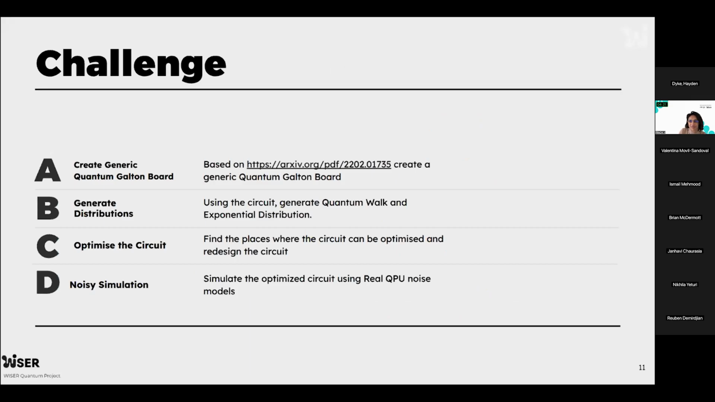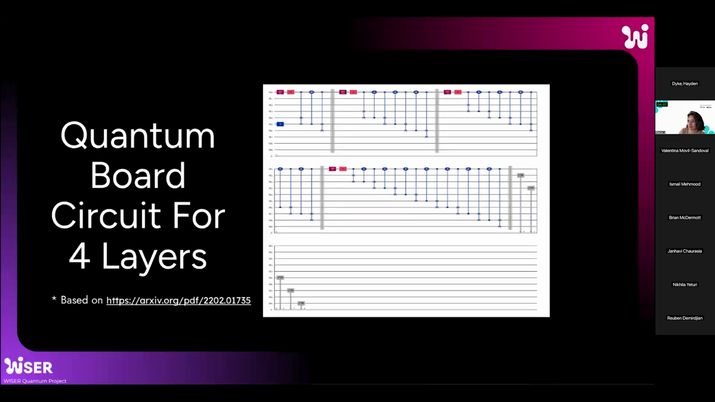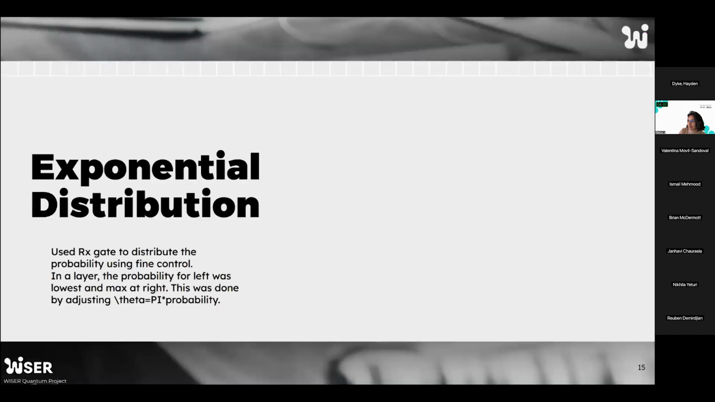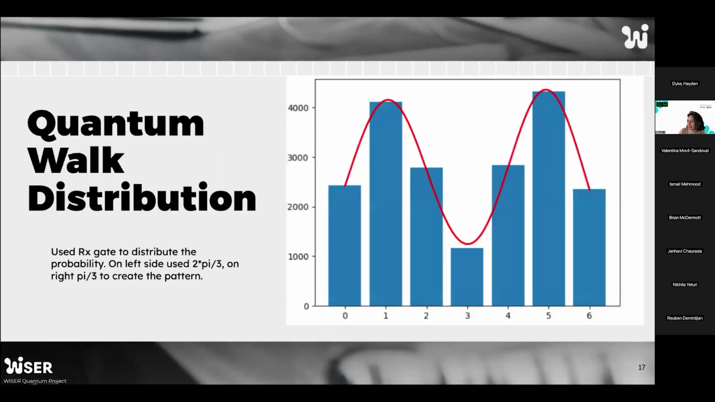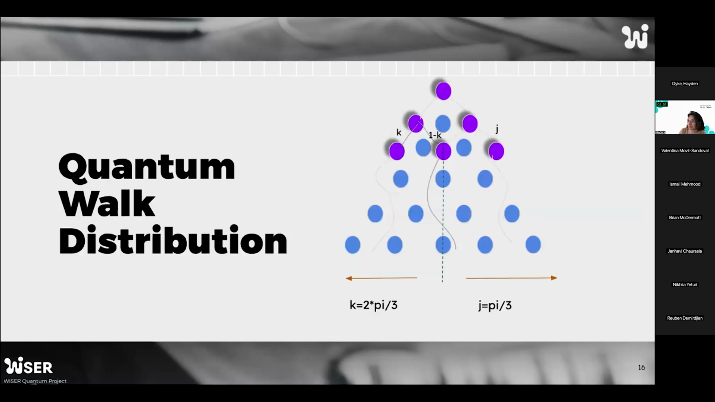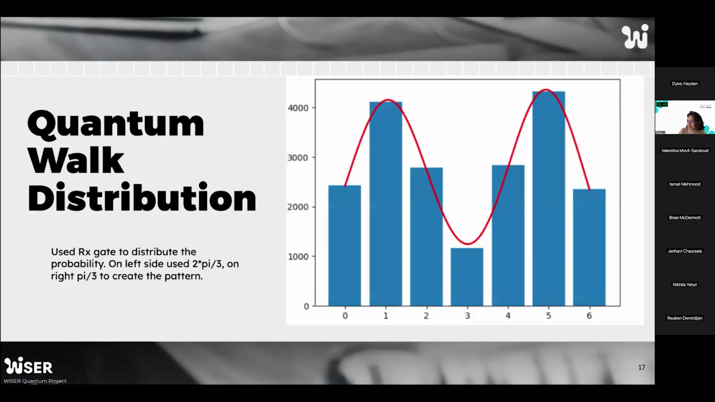For us, the challenge was first to create the generic quantum Galton board and generate distributions for the quantum walk and the exponential distribution, and then to optimize the circuit and finally run the optimized circuit on a real QPU noise model. We were able to create the generic circuit based upon the paper. And this is the Gaussian distribution that we got, and the exponential distribution. We got this by increasing the probability at one end, and we used the RX gate for this. And for the quantum walk distribution, this is the distribution that we got. For this, we had a different probability on the right-hand side and a different one on the left-hand side, and we kept them complementary so that we get the same peaks.